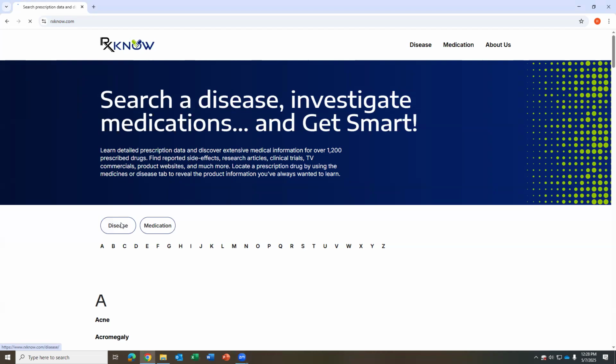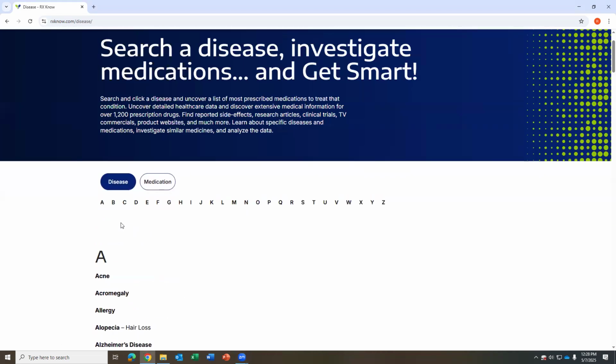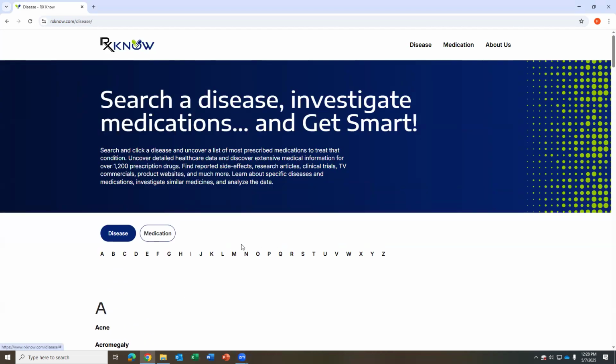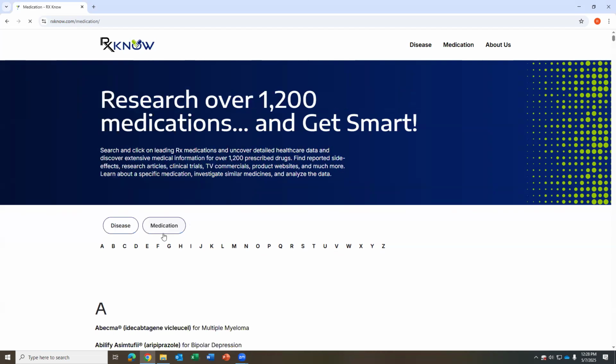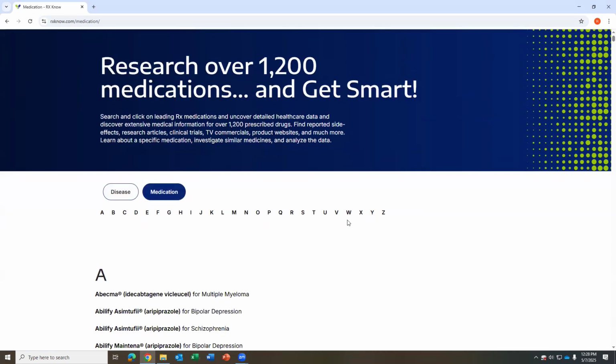So first of all, you can click on disease, a variety of diseases. Obviously, we'll go to weight loss. You can also do it by medication, and that's a different way to go about it. In this case, you can go specifically to Wegovy.